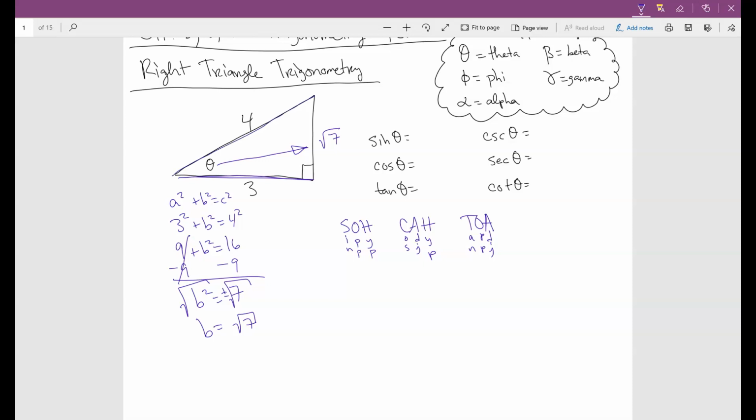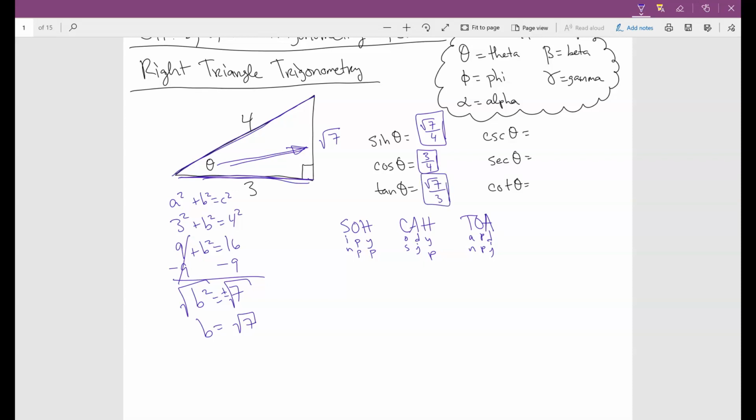So here, sine is going to be your opposite over hypotenuse. That's going to be the square root of 7 over 4. Your cosine is going to be the adjacent over the hypotenuse. That's going to be 3 over 4. And then the tangent is going to be the opposite over the adjacent, which is going to be the square root of 7 over 3.